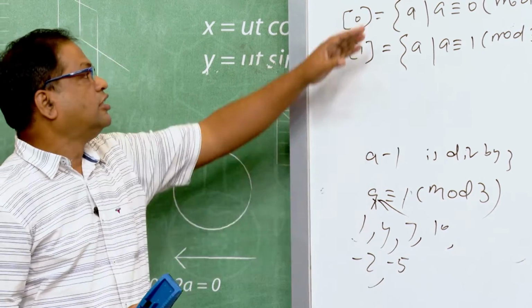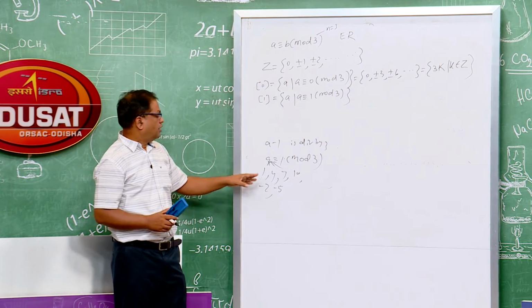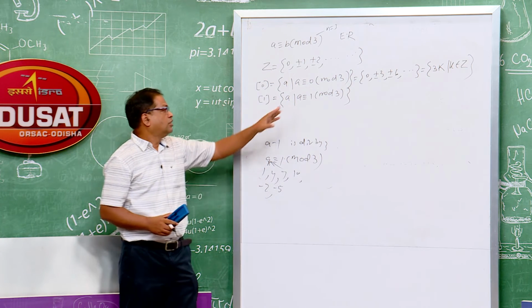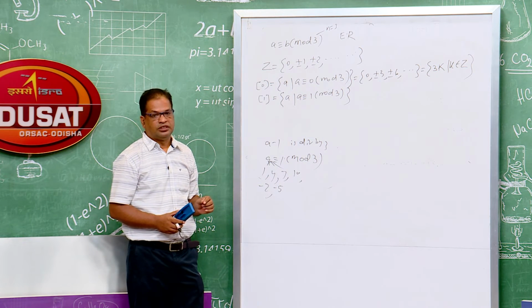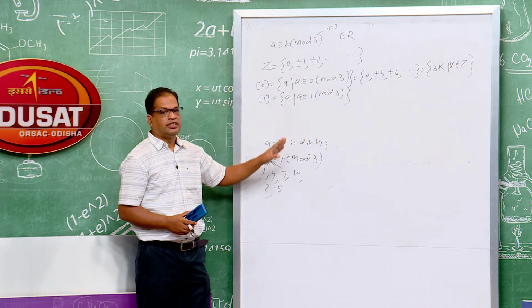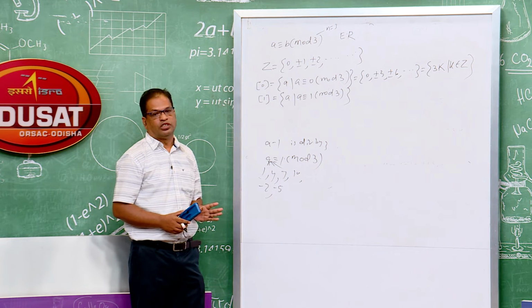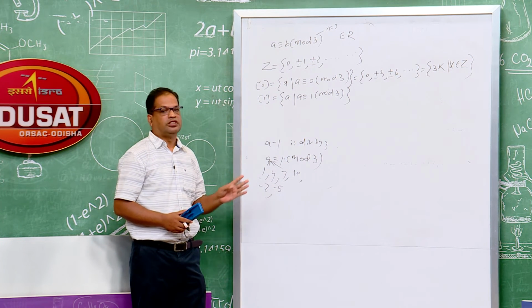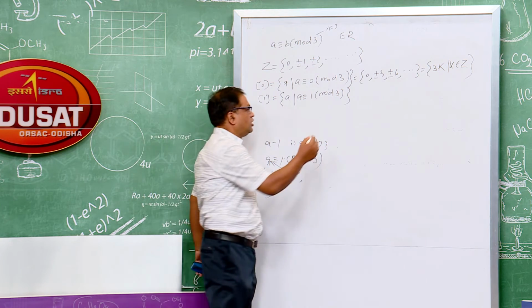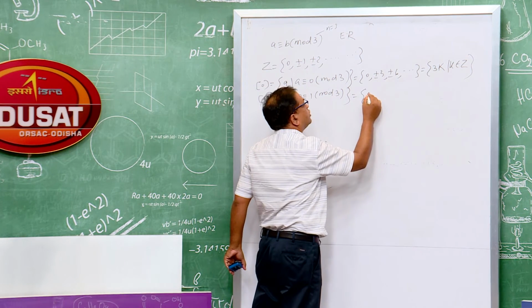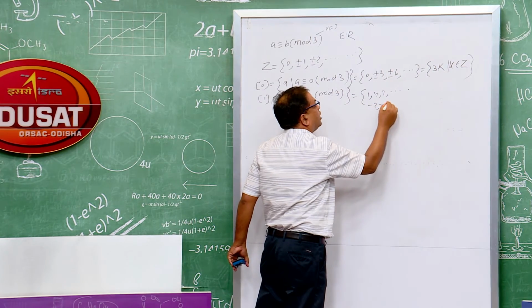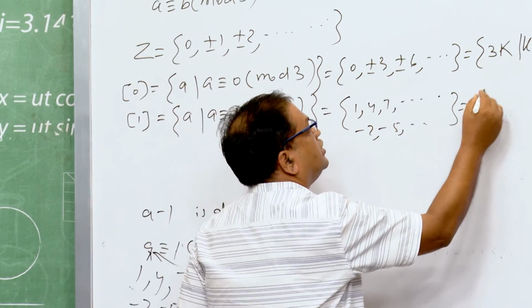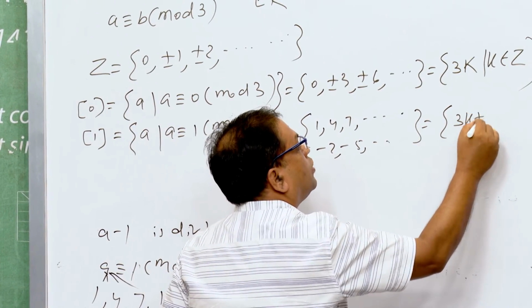You see, here it is congruence modulo 3, and the difference between any two such integers is always a multiple of 3. So, if it is mod 4, then the difference will always be a multiple of 4. If it is mod 5, then the difference will always be a multiple of 5. So, here what are the integers? The set of integers 1, 4, 7, minus 2, minus 5, like this. These are integers of the form 3k plus 1.